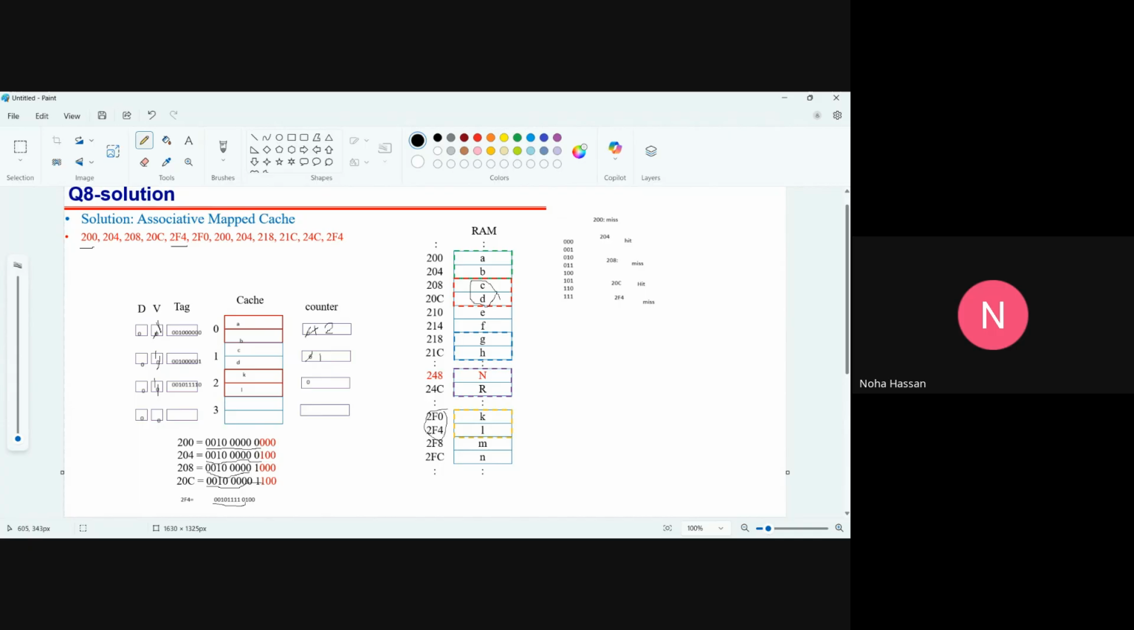Very good. Next, what I need to do is move to the next address. So we finished F4. Now I'm doing 2F0. 2F0, we'll go here.